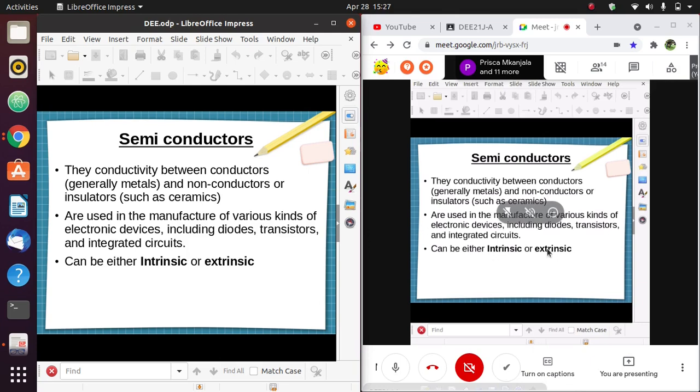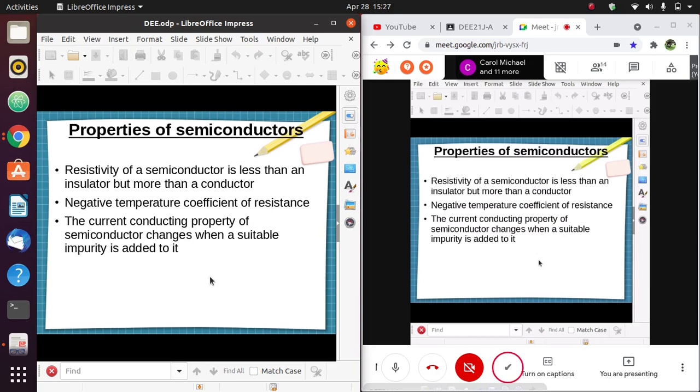If I put a trivalent impurity, one that has three electrons, it contributes three electrons to our pure semiconductor to give us a P-type extrinsic semiconductor. If I add a pentavalent impurity to our pure semiconductor, it will give me an N-type semiconductor.